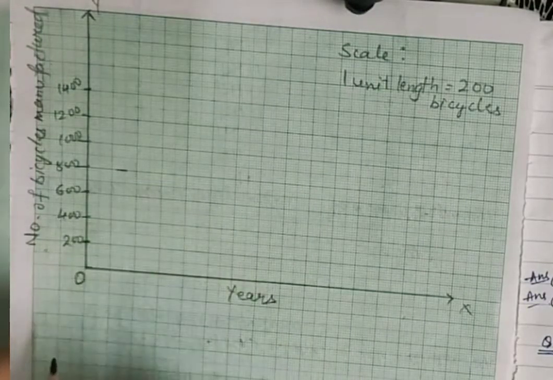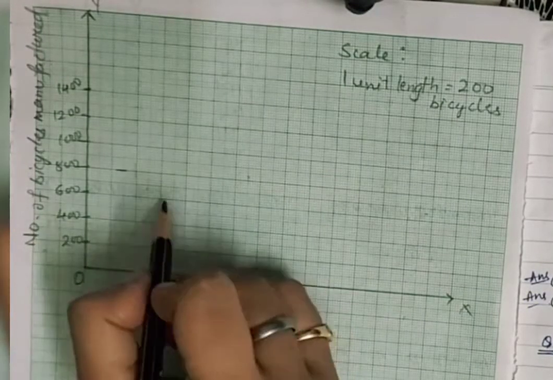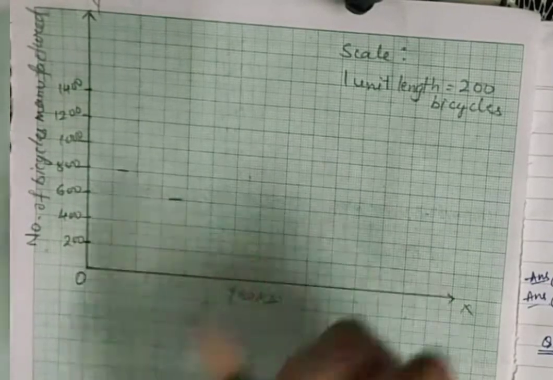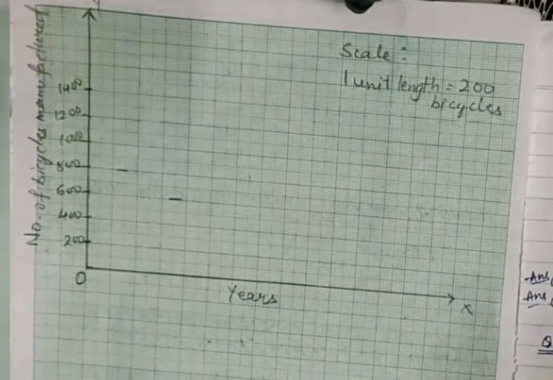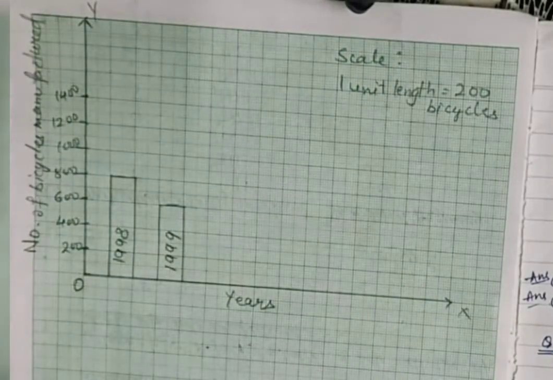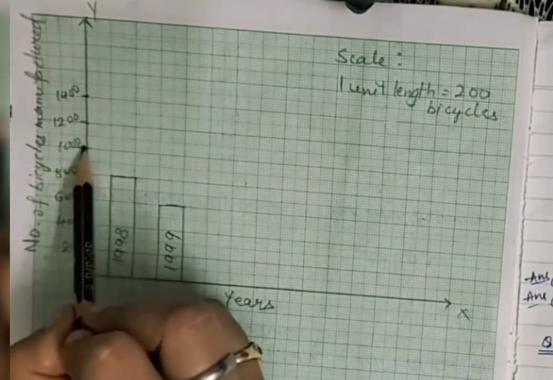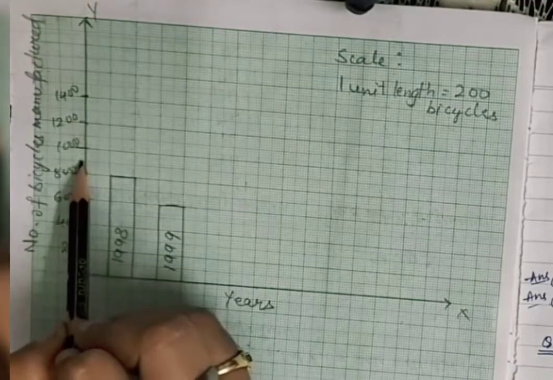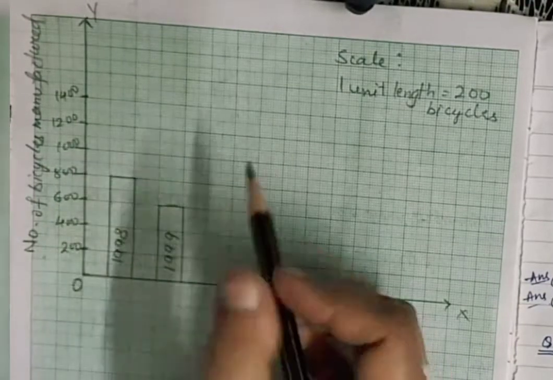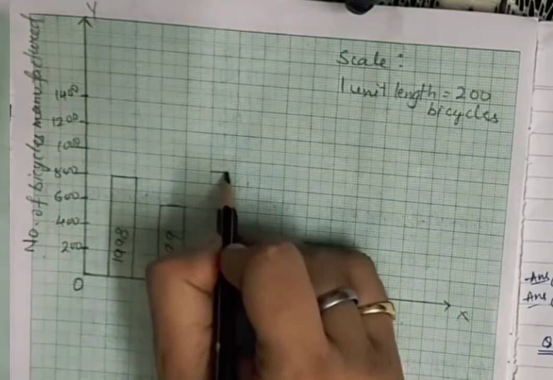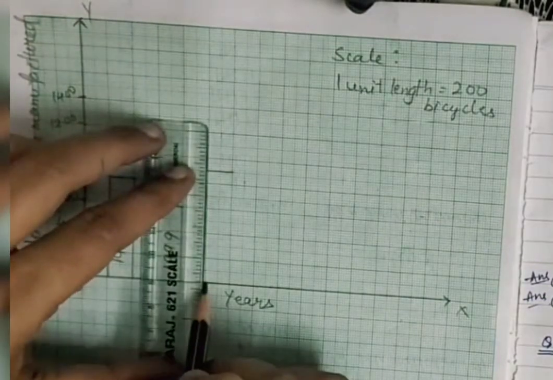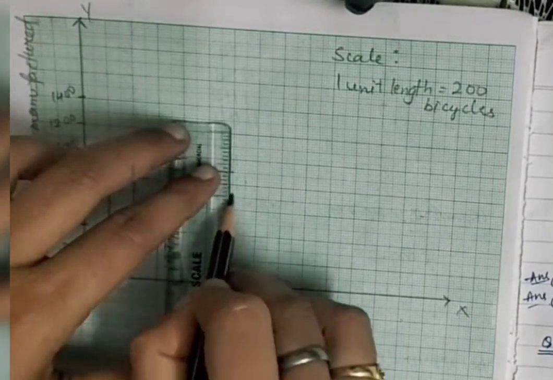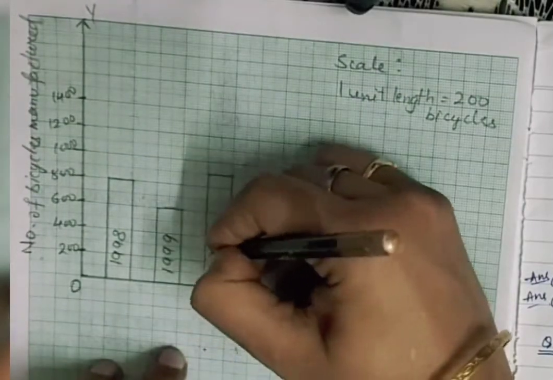Next, in 1999, it's 600. So for 600 we can draw here. Now time to draw for 2000. For 2000 it is given 900 bicycles. You can see this is 800 and this is 1000, so what will 900 be? 900 will be the center line. So I am drawing it. For 900 we can draw like this, and we can mention the year inside it, that is 2000.